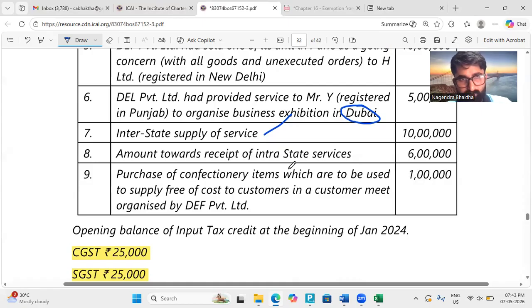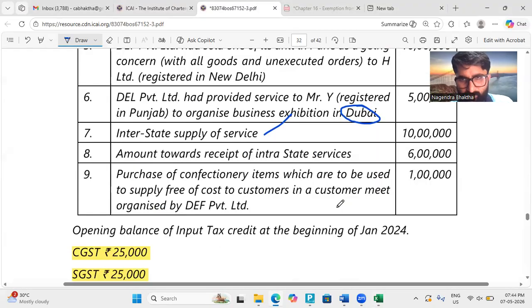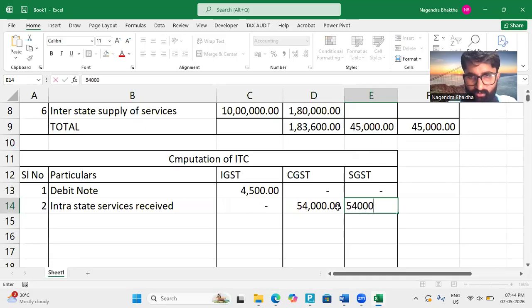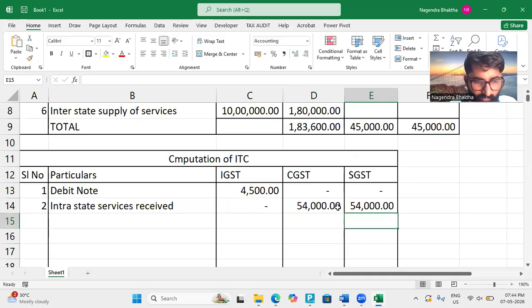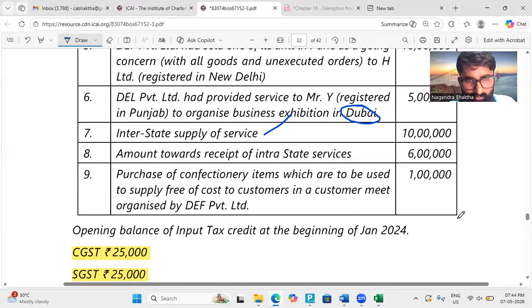Sorry, sir. Amount received towards intrastate services is 6 lakhs, not 10 lakh. It is 6 lakhs. 6 lakh into 9%. What is 9% of 6 lakh? 54,000. So 54,000 and 54,000.